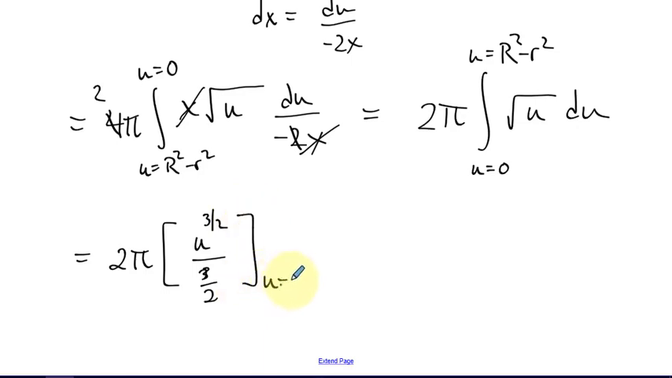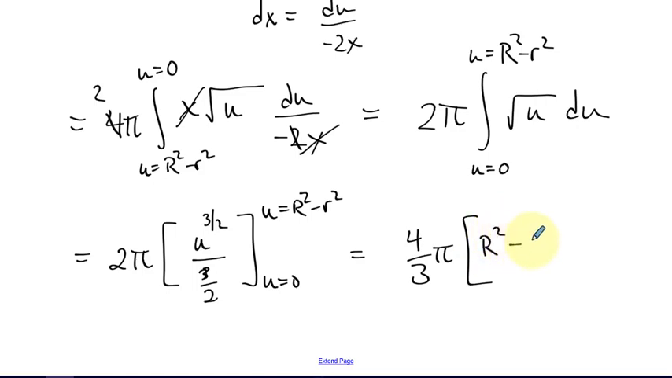Divide by 3/2. Power rule. And then we're going to plug in the bounds. So when you flip the 3/2, you get 2/3. So we get 4/3 pi. And now we're also going to plug in the bounds. So let's go with big R squared minus little r squared with a 3/2 power. And then, of course, minus 0 when you plug in the 0.